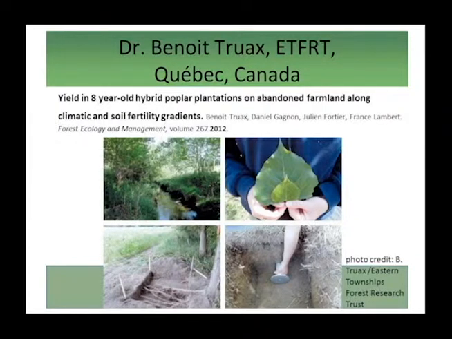This is a publication from 2012 in the Journal of Forest Ecology and Management. Yields of 8-year-old hybrid poplar plantations on abandoned farmland along climatic and soil fertility gradients. And you can see in the images at the bottom, this is one of my favorites, the variety of size of poplar leaves. So they have multiple leaf chambers for the photosynthesis analyzer to accommodate different leaf sizes and maturity stages.